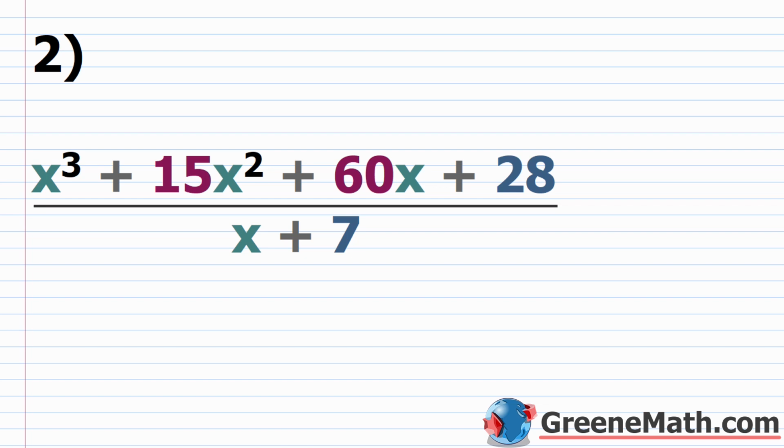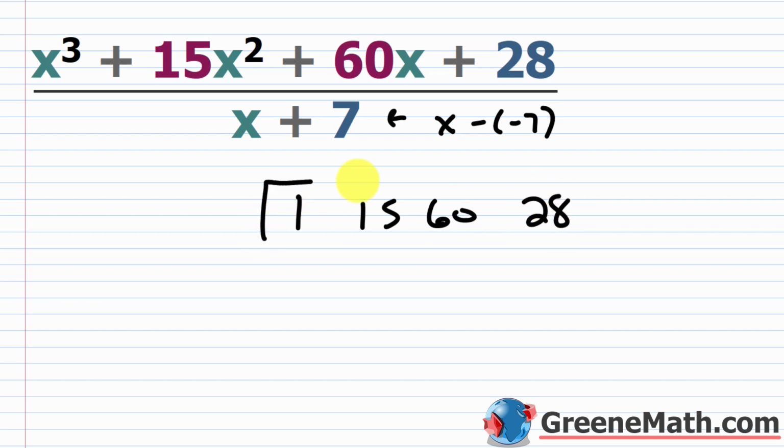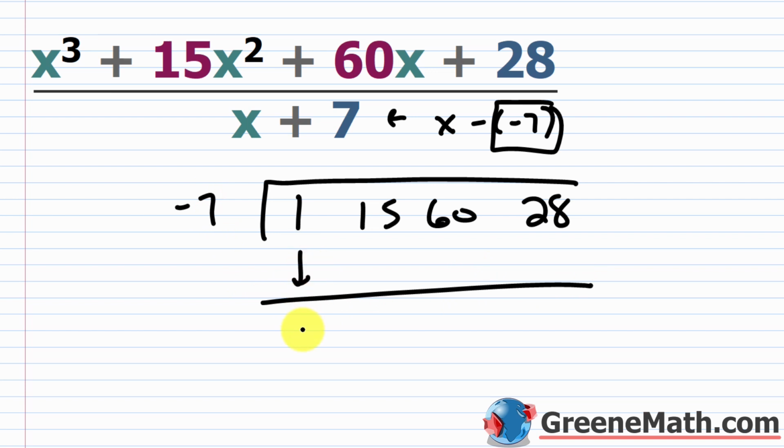Okay, let's look at problem number 2, and we'll just pick up the pace a little bit. So we have x cubed plus 15x squared plus 60x plus 28 over x plus 7. So again, I want to write this as x minus a negative 7. Don't forget that step. And then in my dividend, my numerator, I'm not missing any powers. Everything's in standard form. So I'm just going to take the coefficients. So 1, 15, 60, and then I have 28. And then I want to do this number right here. Again, what's to the right of the subtraction? It's negative 7. And then you can just drop this down here, and then you can start.